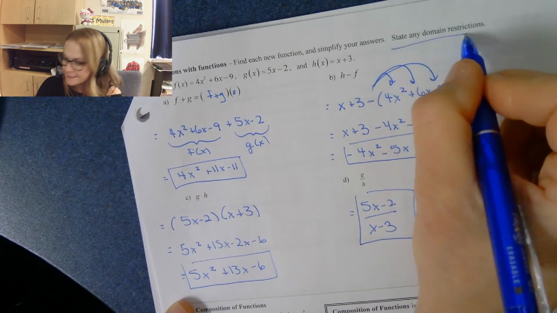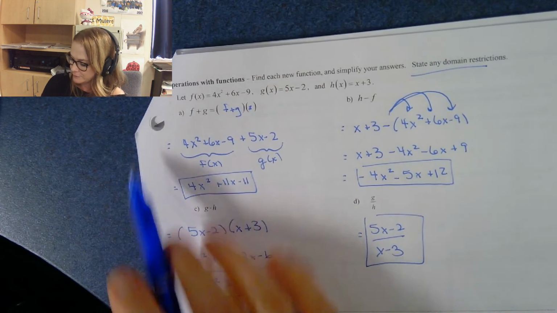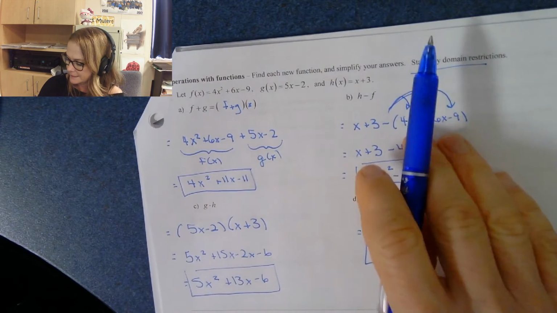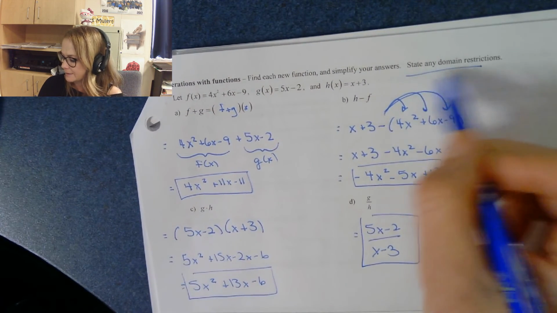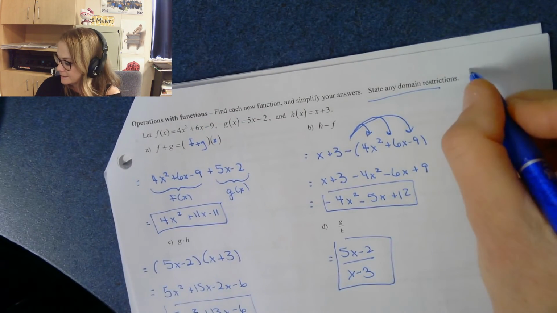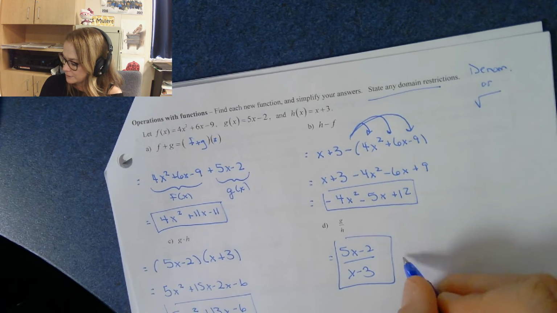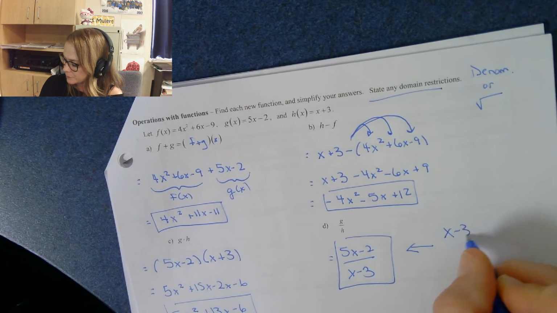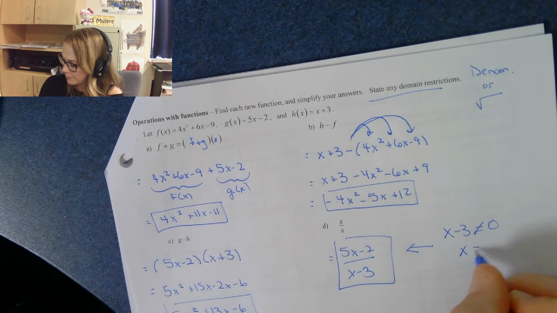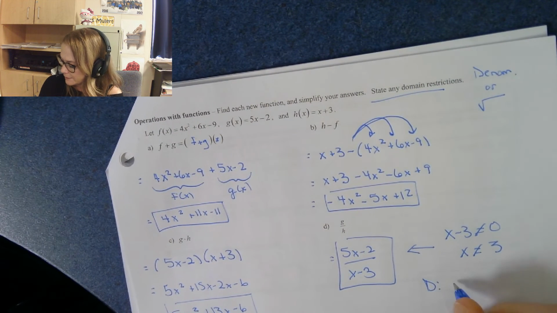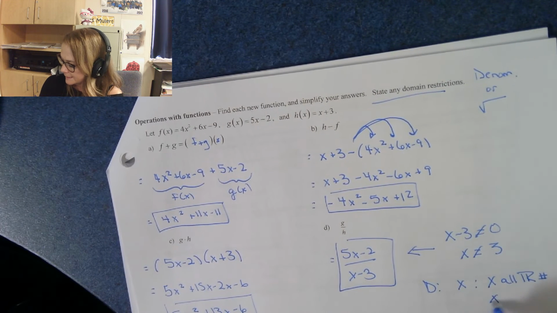Okay, it does say to state any domain restrictions. Well, I don't have any denominators until I get to D, and I don't have any radicals, so I don't even have to think about this unless I have a denominator or a radical. Well, now I have a denominator, so here x minus 3 cannot equal 0. And what would make that happen? If x were equal to 3. So the domain here is basically x can be all reals, but x can't equal 3.